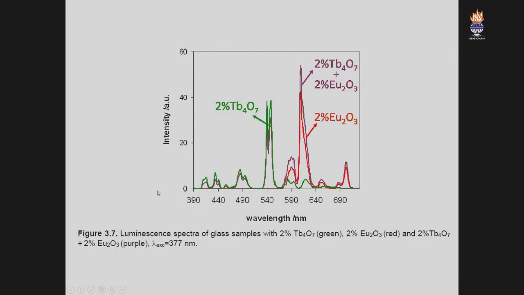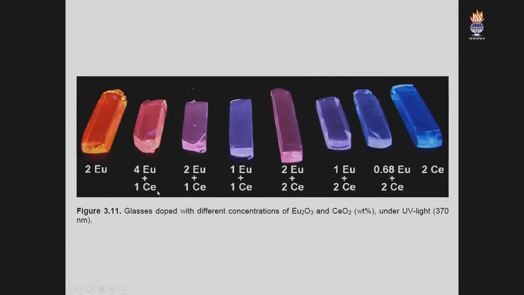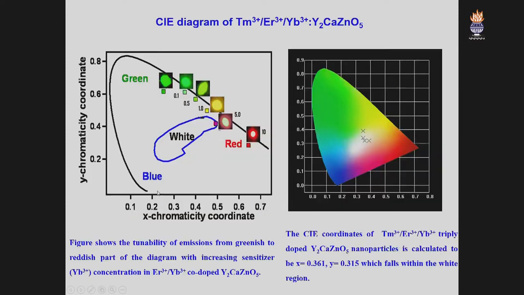This is a luminescence spectrum of glass samples with 2% of terbium oxide. So you can see that green one. That luminescence spectrum also shows peaks at different wavelengths. Again, this is a luminescence spectrum for different glass samples, and this is europium and cerium. Here you can see, by using the CIE diagram, where it falls, that wavelength. This figure shows the tunability of the emissions from the greenish to the reddish part of the diagram with increasing sensitizers.